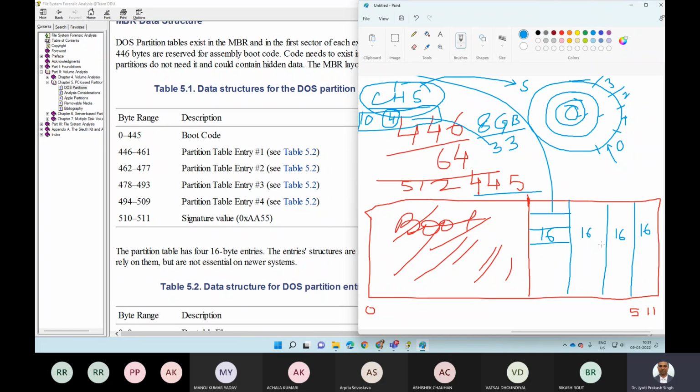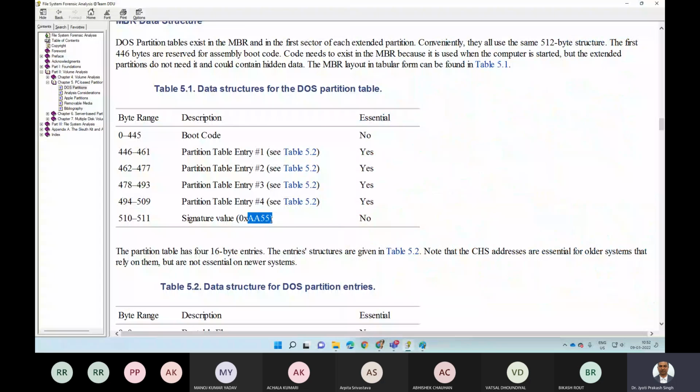Then from 446 to 461 we will have partition table entry 1, then partition table entry 2, then 3, then 4. And the last 2 bytes, which are 510 and 511, hold what is called the signature value. If it is a DOS partition, they will have the value AA55.